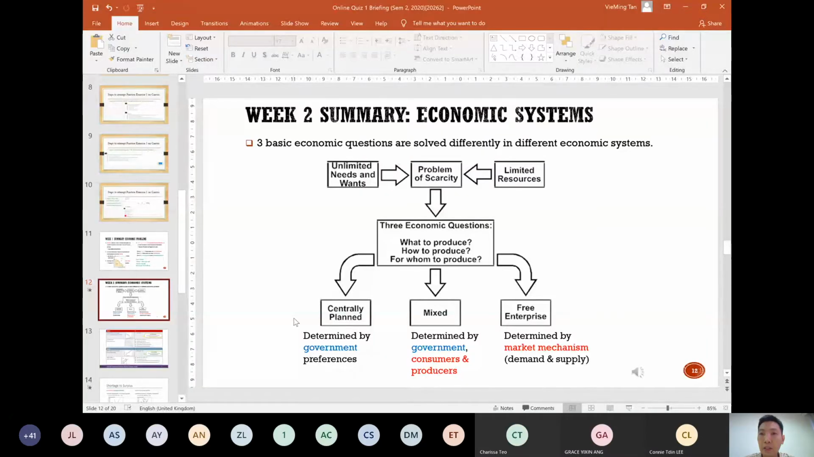Okay, so in chapter 1, we already learned the 3 economic problems, which are scarcity, choice, and opportunity cost. Then in chapter 2, the first part that we learned would be the 3 questions that have to be answered by humans in order to solve the economic problems. So what are the 3 questions? The 3 questions are what to produce, how to produce, and for whom to produce.